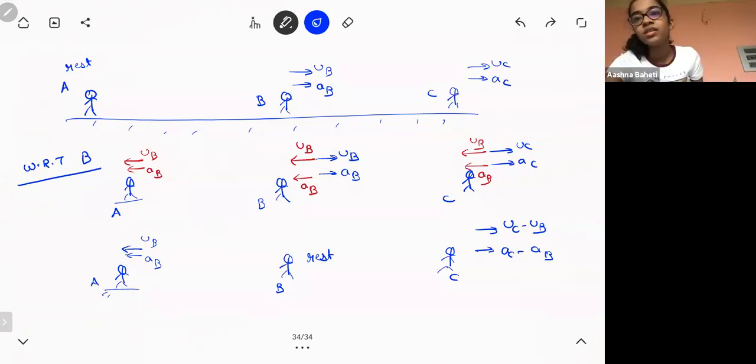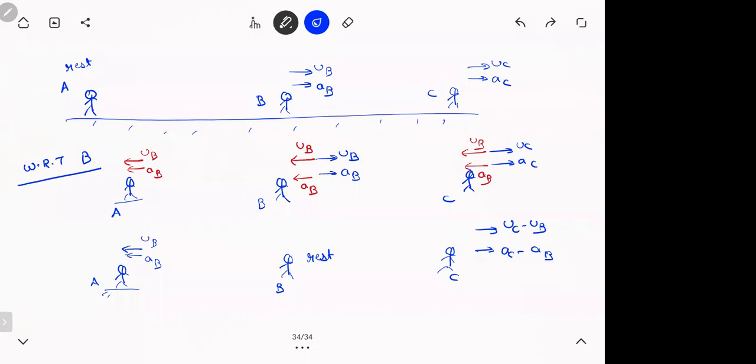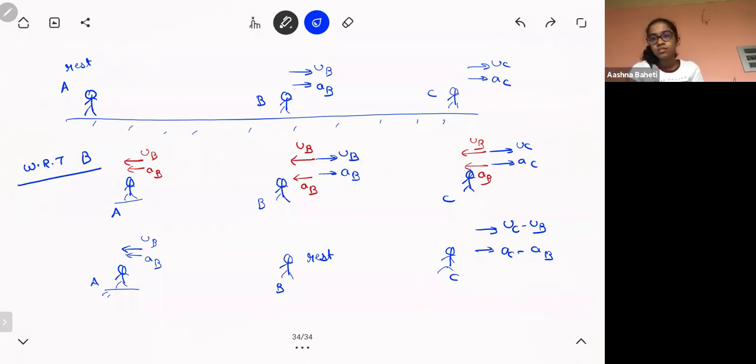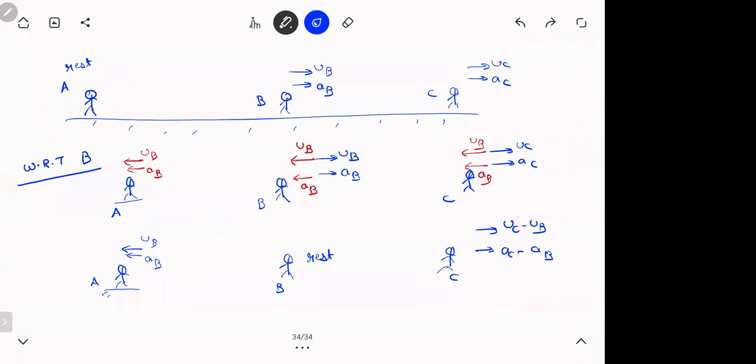So whichever is in the middle, we take that? No, not necessarily. I could have taken C also. I could have taken C as an observer. I just took B randomly. There is no reason. Okay? If you take with respect to C, what will you do? You will subtract UC and AC from everyone.